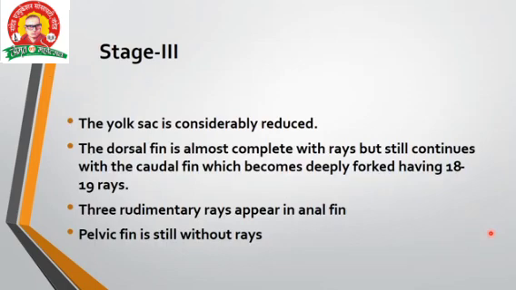Then stage number 3: the yolk sac is considerably reduced. The dorsal fin is almost complete with rays, but still continues with the caudal fin, which becomes deeply forked, having 18 to 19 rays. Three rudimentary rays appear in the anal fin. The pelvic fin is present but without rays.